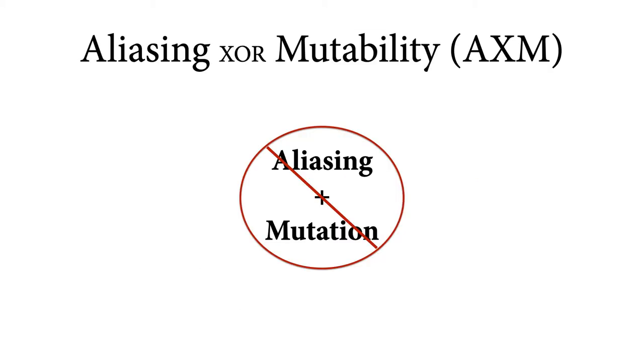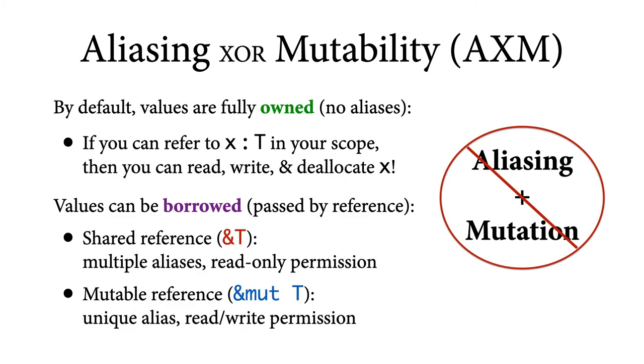The core idea that Rust uses to ensure safety is that the root of all evil in systems programming is sharing or aliasing of mutable state. And so Rust's type system enforces a discipline known as aliasing XOR mutability, or AXM, which says that there can either be multiple aliases or references to a value, or it can be mutable, but it can't be both at the same time. To enforce this discipline, Rust relies on the concept of ownership.